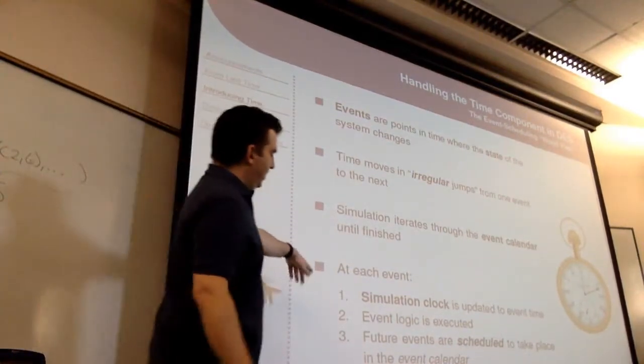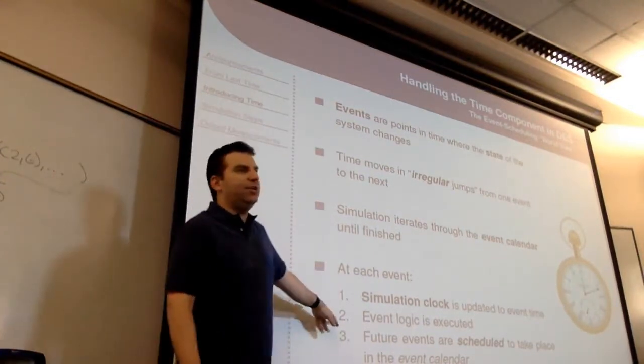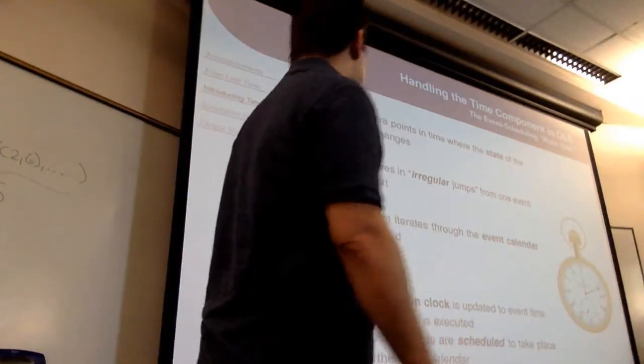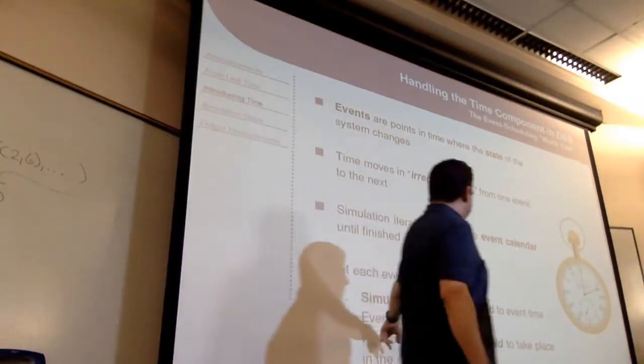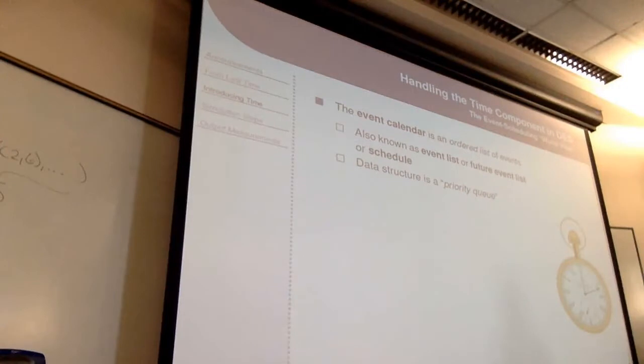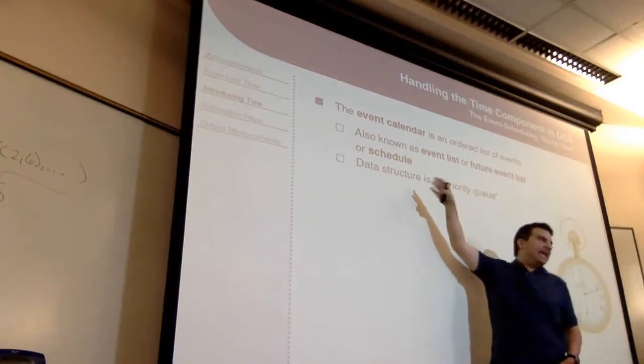So at each event, we update the clock to jump forward to the next event. We execute whatever logic is associated with the event at that clock instant, and then we schedule those future events, because if we don't schedule them, the simulation won't be able to move on. This event calendar is called an event calendar in ARENA. It's also known as a future event list or event list in your lecture book. Some people just refer to it as a schedule.